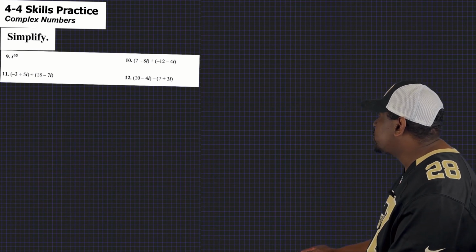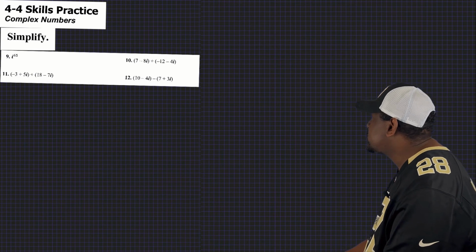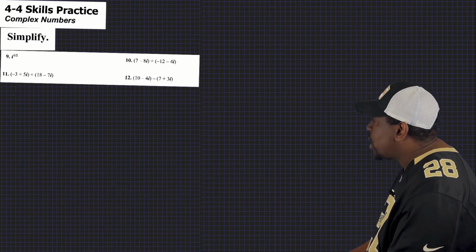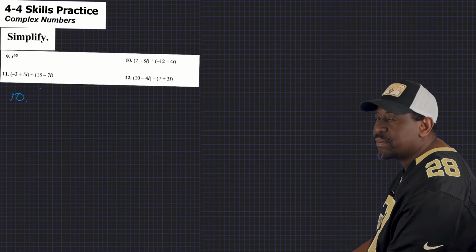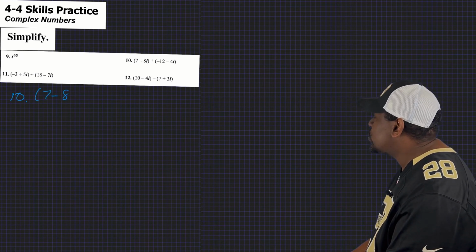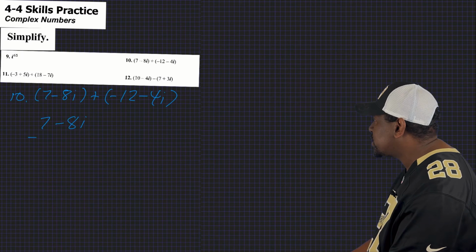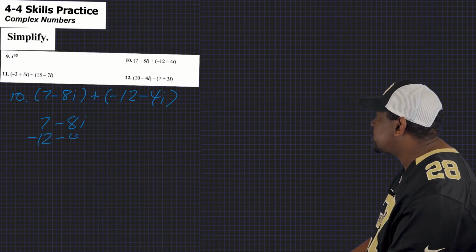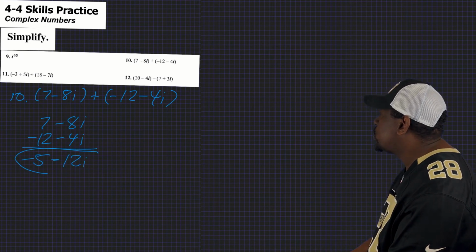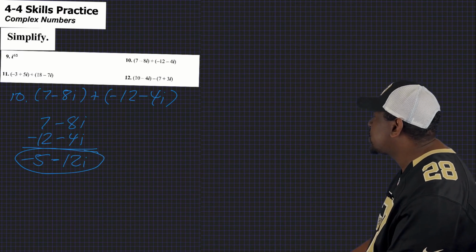In number 10, we have our first illustration of adding what we call complex numbers in the form of a plus bi. A represents the whole number and bi represents the imaginary number. When you add these two types of numbers, you actually treat them like terms. So what I do is line them up vertically. We have 7 minus 8i, we have -12 minus 4i, and that will give us an answer of -5 minus 12i. We simplify them together.